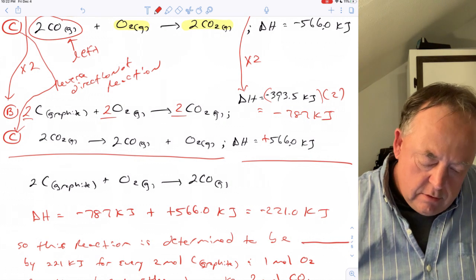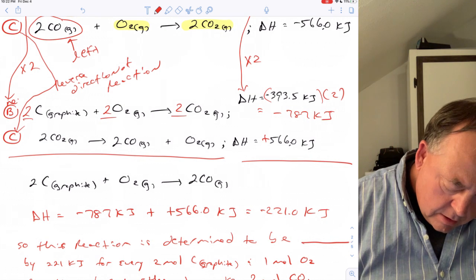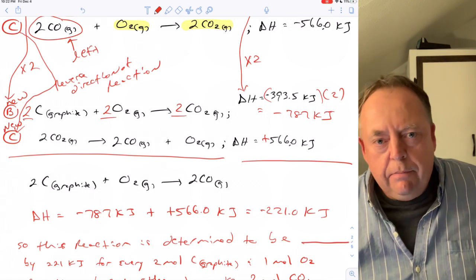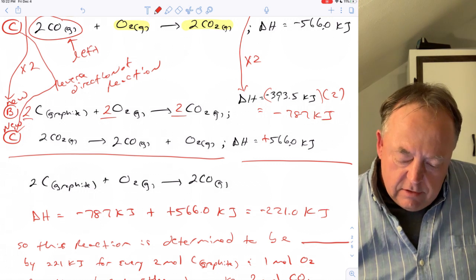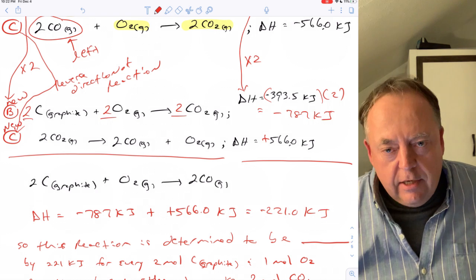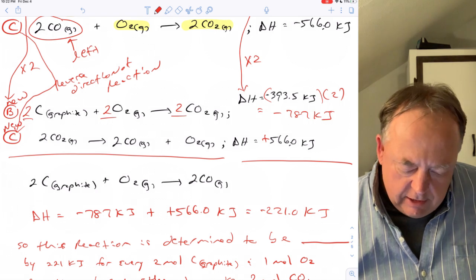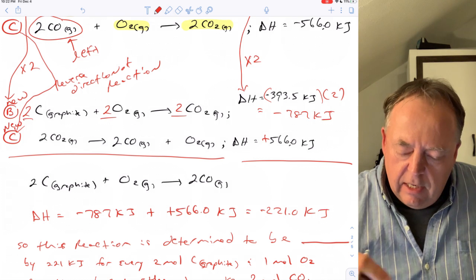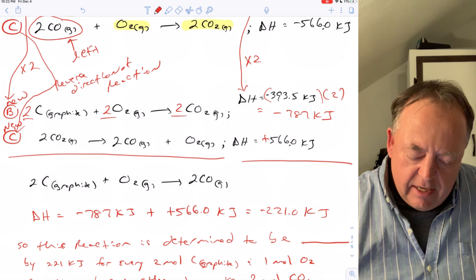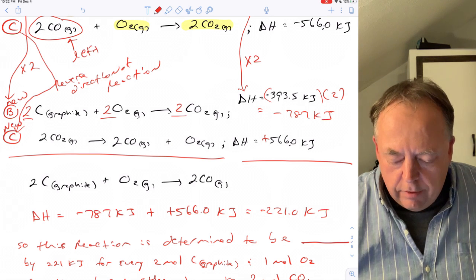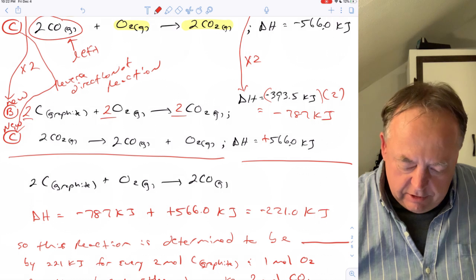Okay, so now we can add these two reactions together. This would be the new B, and this would be the new C, after we've manipulated those equations. We add those new B and new C together, and if we add them together, then we also add the delta H's together. So how do you add chemical reactions together? Anything on the left of the arrow in one reaction can cancel something that's the same on the right side of the arrow in the other reaction.